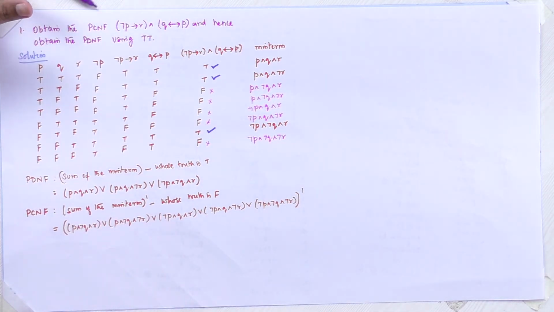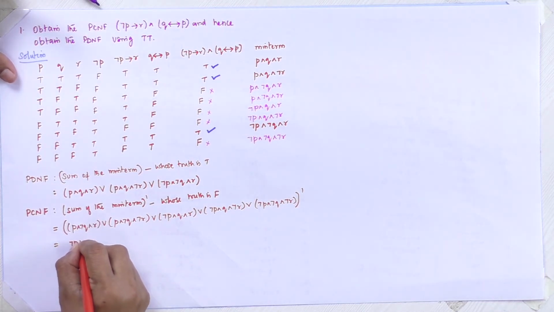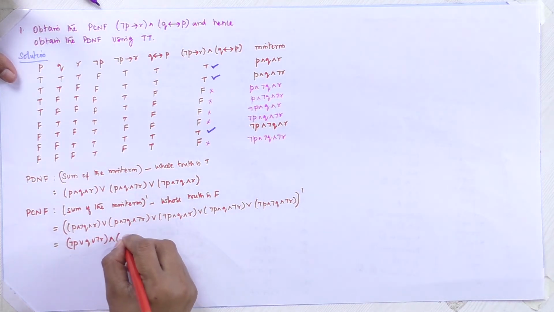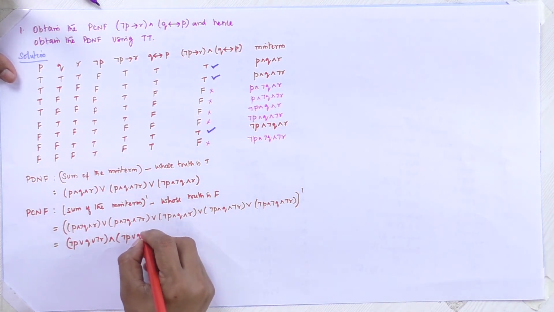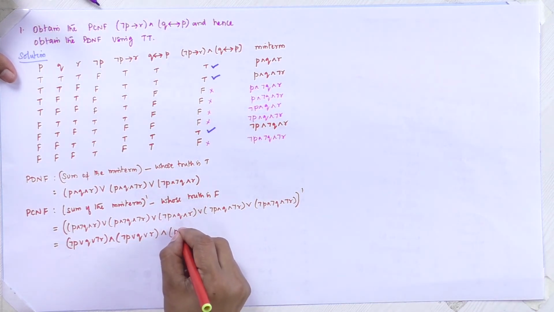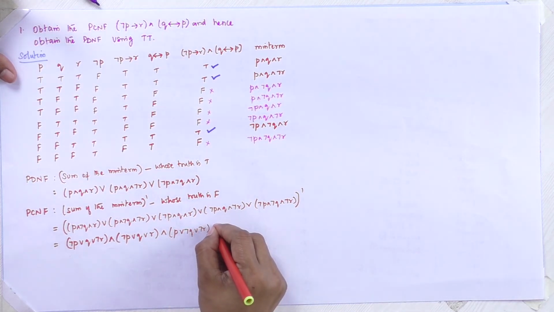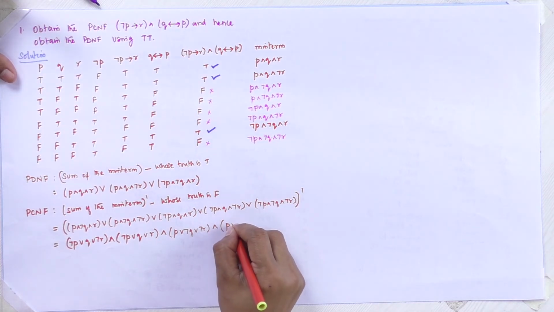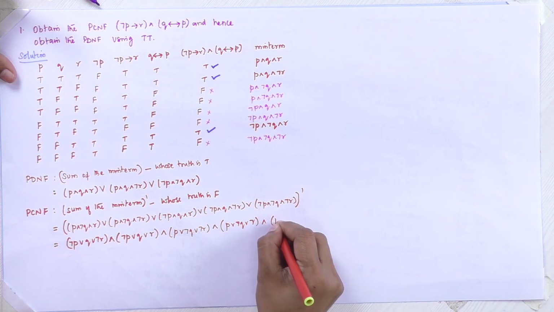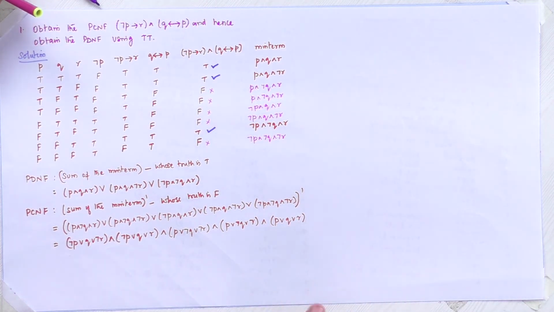Whole complement in the sense, I will have to apply De Morgan's law. So this becomes not P or not Q or not R, and not P or Q or R. This becomes, and this becomes P or not Q or R, and P or not Q or not R, and P or Q or R. So this is my required PCNF.